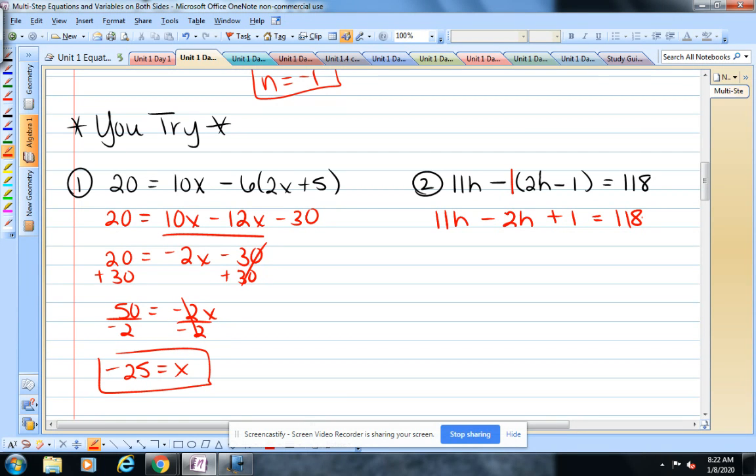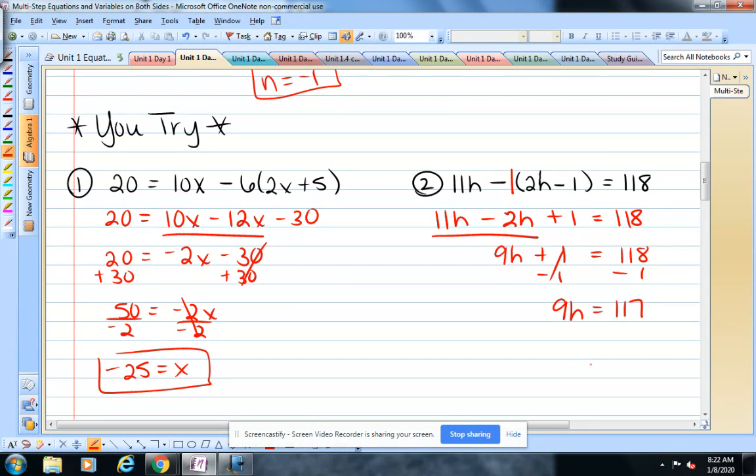Okay. Most common mistake is this sign right here. People forget negative times a negative is a positive, and they'll just copy whatever this sign has instead of changing it. Okay? So be careful. Now what do we do? Yeah, those like terms. So what is 11h minus 2h? 9h plus 1 equals 118. Then what? Subtract 1. And 9h equals 117.